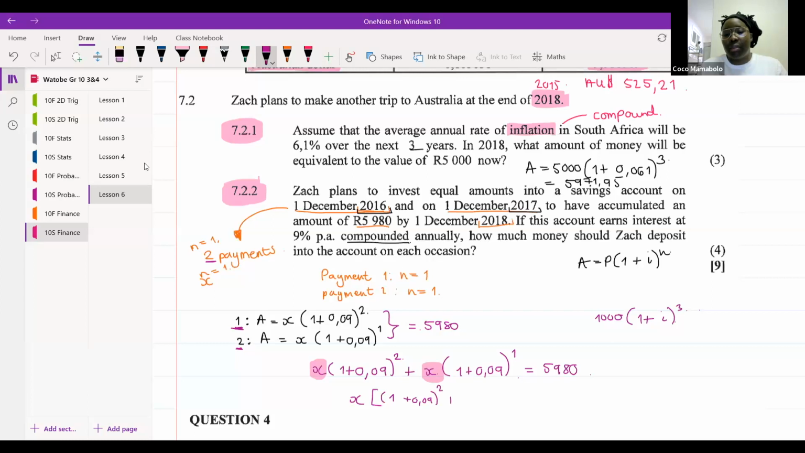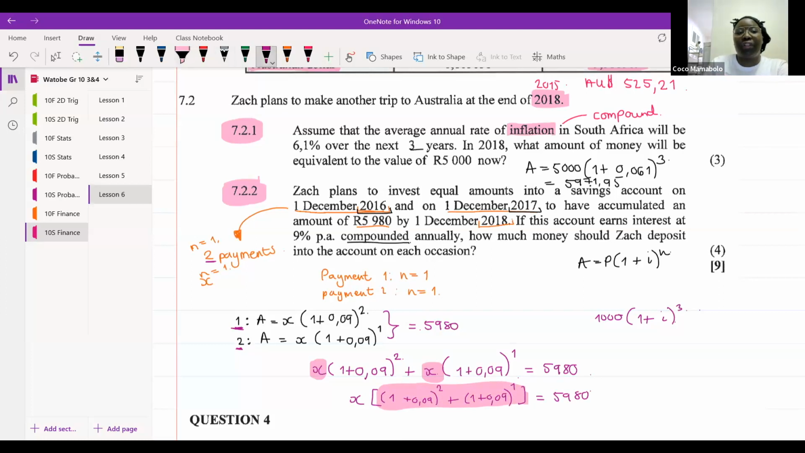0,09 all squared plus 1,0,09. 1 plus, there was too many. Okay, is equal to 5,980. Now, if I want X on its own, how do I get rid of all of this? How do I get rid of all of this if I want X to be on its own, please? What would I have to do? Correct. That's it. We would have to divide by it.